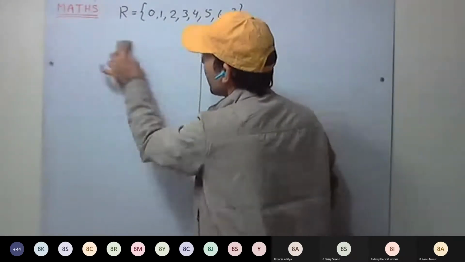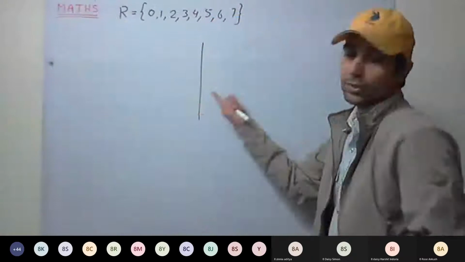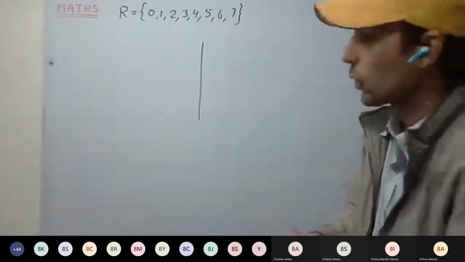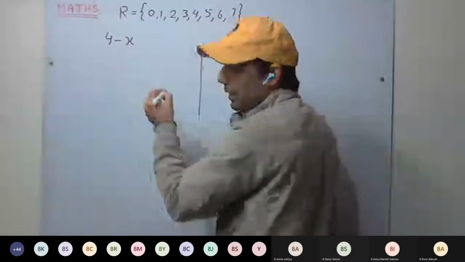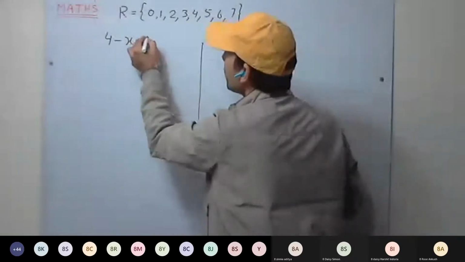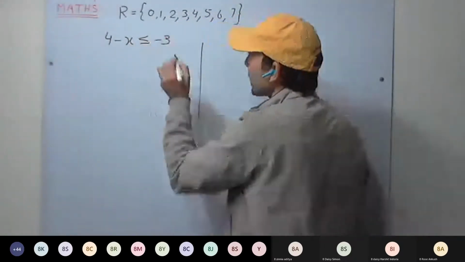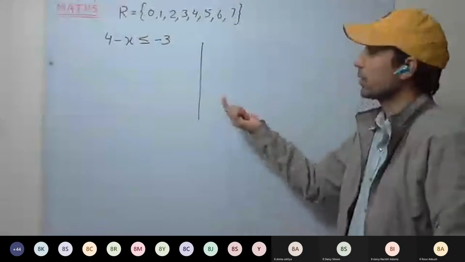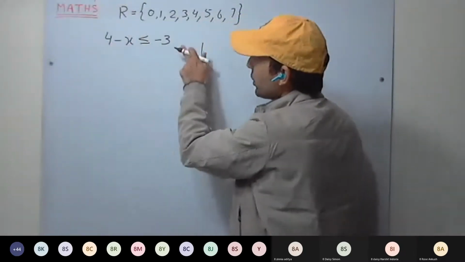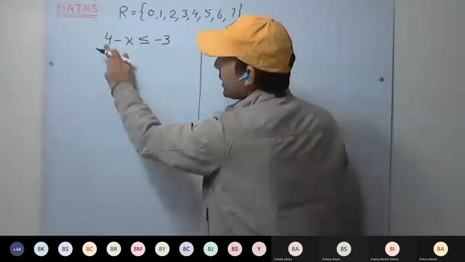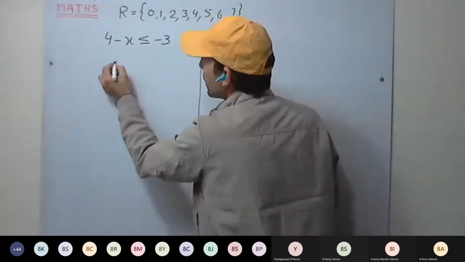Again, I'll do it both ways. First way, second way. The question is 4 minus x less than or equal to minus 3. Understood? This is the question. So 4 we will take on the right hand side. It is added here as plus 4, it will become minus 4.